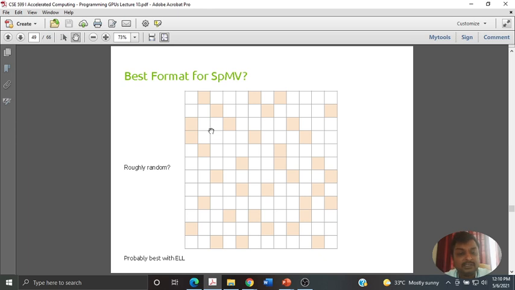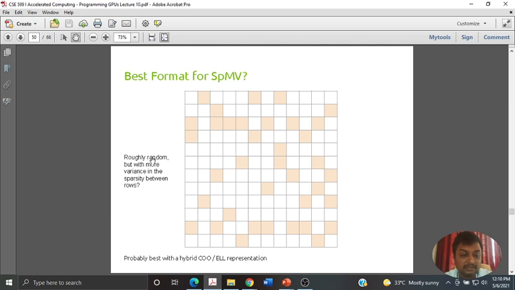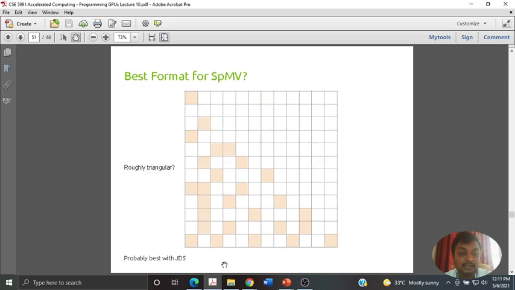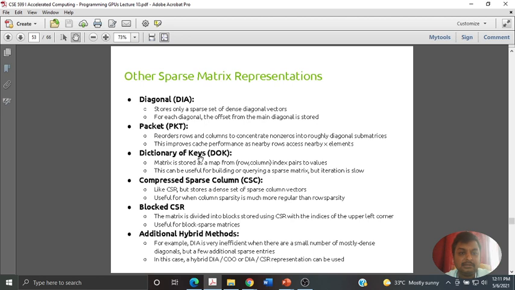So whenever you are aware that the sparsity is roughly random, then ELL is best for you. And if there is more variance or sparsity, or it is widely distributed, then a hybrid COO and ELL model, or triangular formats like JDS, is best. For extremely sparse matrices in COO, with only a few elements, you can directly store the row and column index.